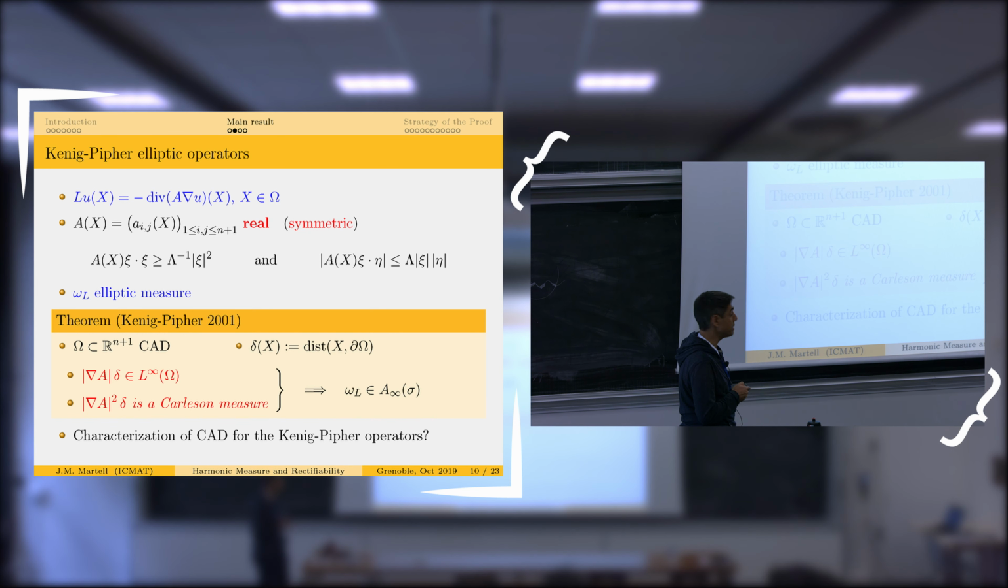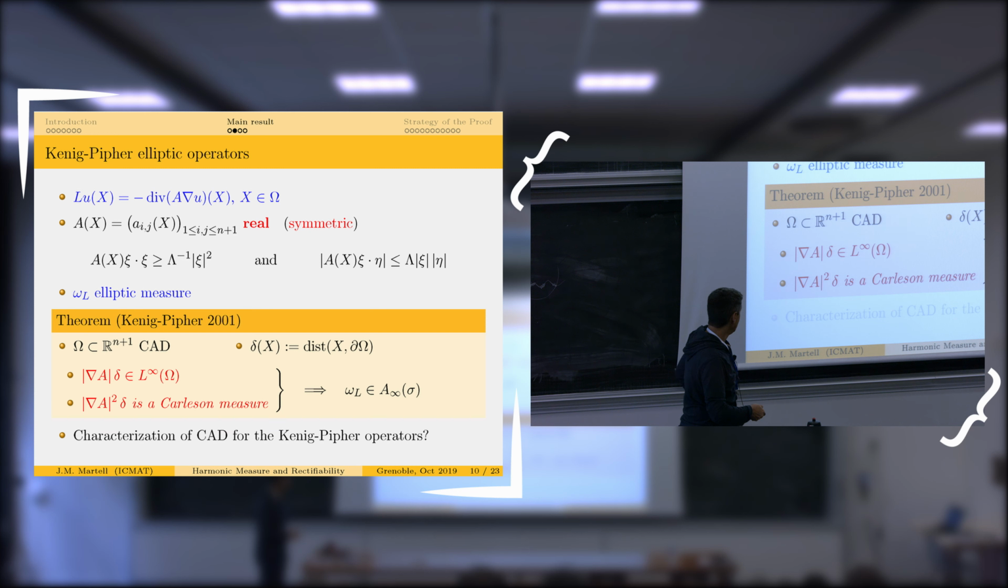So now we are dealing with variable coefficients. And associated with this, much as we did for the harmonic measure, you can define what is called the elliptic measure, which is the same thing. It's an object that allows you to solve the classical Dirichlet problem. Okay, so let me give you results in which knowing something for the matrix tells you something about the elliptic measure. This is what is called the Kenig-Pipher operators.